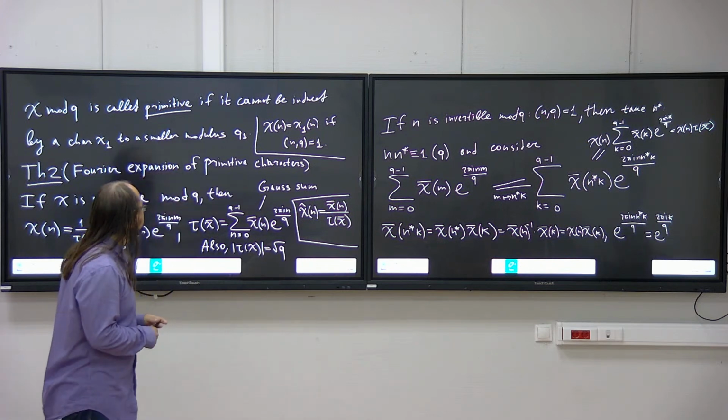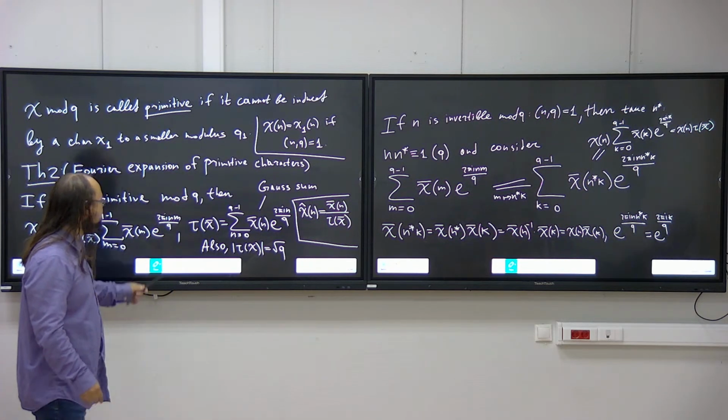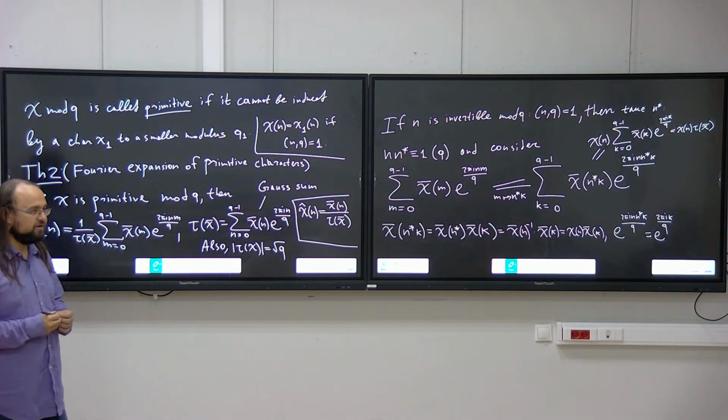And now we need to prove that this sum is equal to 0 if your n is not invertible.